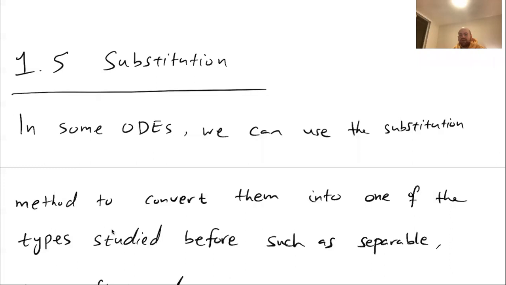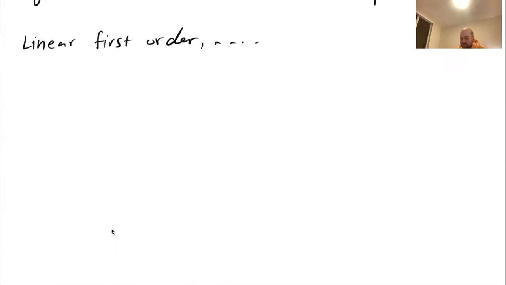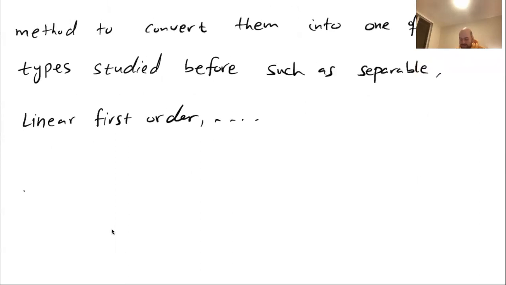Some equations are not exactly of those forms, but if we make a proper substitution, then we can convert them into those types. Now, what would be the substitution? Well, that depends on the example, and that depends on the type of ODE that is given to us. Let me show you in a few examples how you can choose a proper substitution.